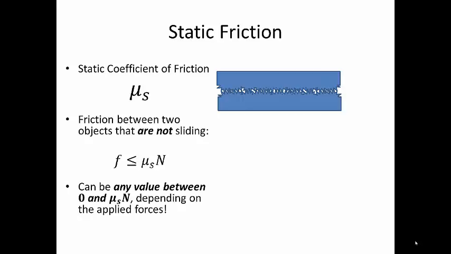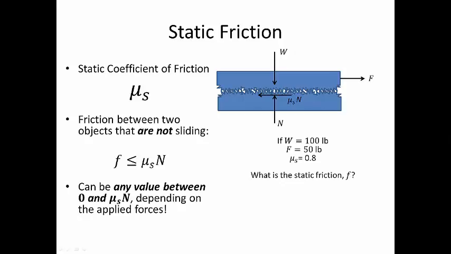If, for example, on our two blocks here, there's no forces being applied, then there's no static friction occurring at the interface between these two blocks. So our friction force is 0. If we apply a force and look at the forces acting on this upper block, we have a weight, a normal force, and our static friction. If our weight is 100 pounds and our force is 50 pounds, and we have a coefficient of static friction of 0.8, what is the static friction, F?